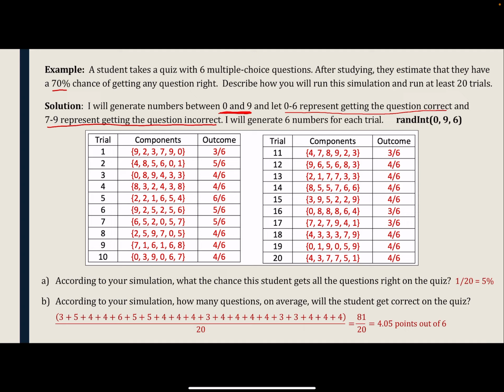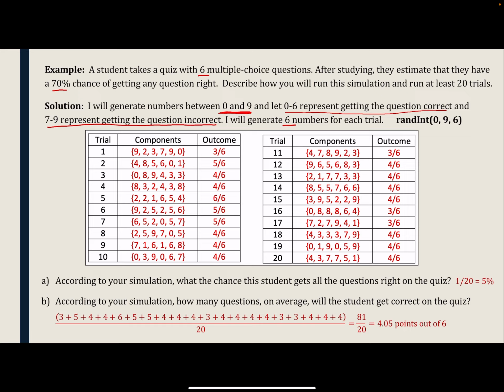Because there's 6 multiple choice questions on each quiz, I'm going to generate 6 numbers for each trial. So looking at trial number 1 here, I've got 6 numbers between 0 and 9. I feel like it's easier for me to count up the number that are incorrect because I'm just looking at numbers 7 through 9. So if you'll notice, I have a 9, a 7, and another 9, which means I got 3 out of the 6 incorrect. That's a bad example because I got 3 out of 6 correct. I am recording the number that I got correct. I'm going to stick with that. Ignore what I just said.